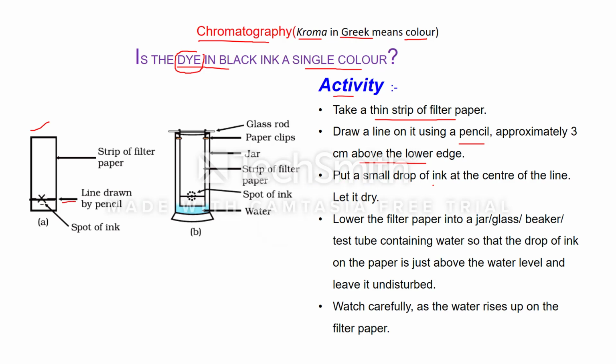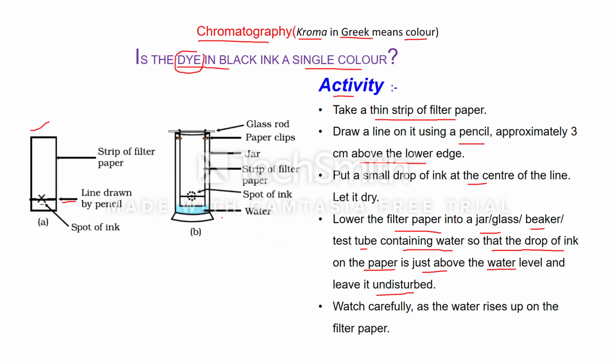Then put a small drop of ink at the center of the line and let it dry. There, this is the spot of ink, and let it dry. Then lower the filter paper into a jar, glass, beaker or test tube containing water so that the drop of ink on the paper is just above the water level, and leave it undisturbed.